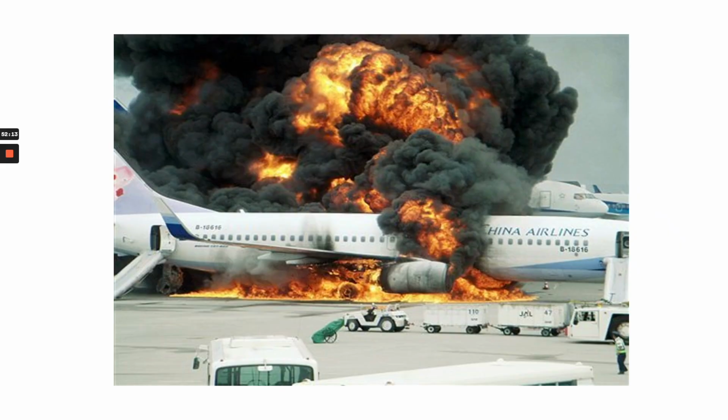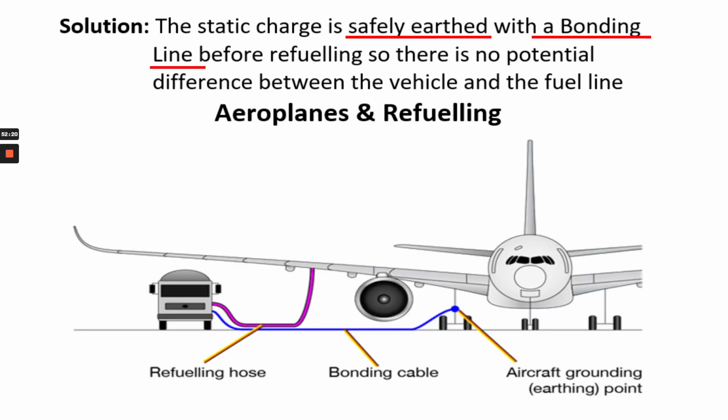Same thing with refueling airplanes, okay? You don't want them to explode on the tarmac, so this bonding cable is connected before refueling, and that will stop the charge. In fact, the refueling hose cannot be turned on until the bonding cable is connected, ensuring that there will be no explosion.